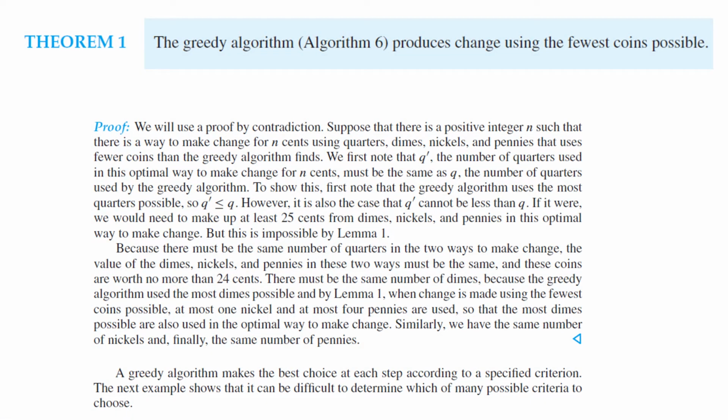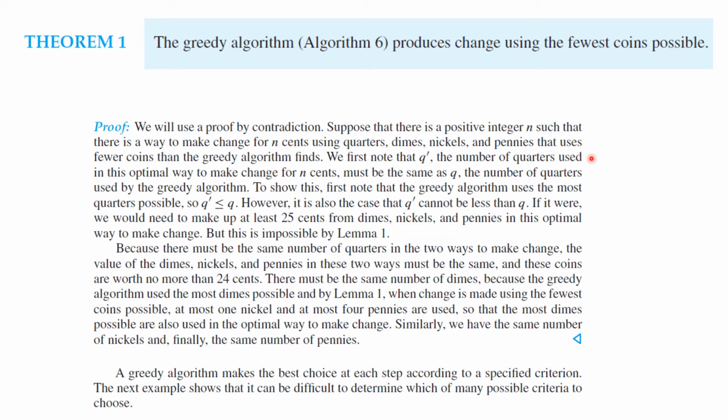So here's the theorem. We're going to prove that the greedy algorithm does produce change using the fewest coins possible. Again, we're going to use a proof by contradiction. So suppose there was a positive number n such that there's a way to make change for n cents using quarters, dimes, nickels, and pennies that uses fewer coins than the greedy algorithm finds. Well, first we're going to note that q prime, the number of quarters used in the other way, must be the same as q, the number of quarters used by the greedy algorithm.